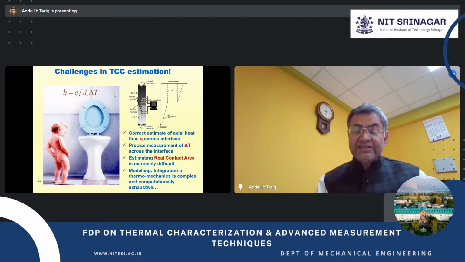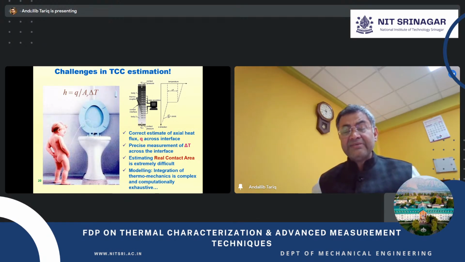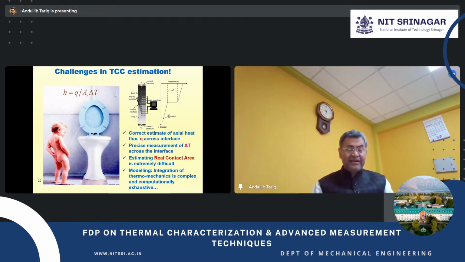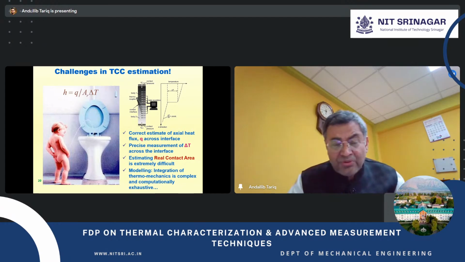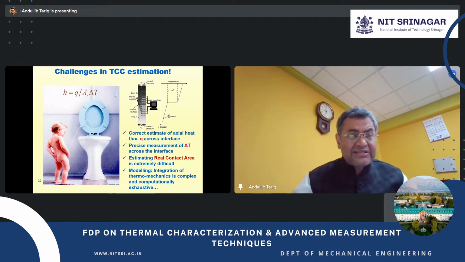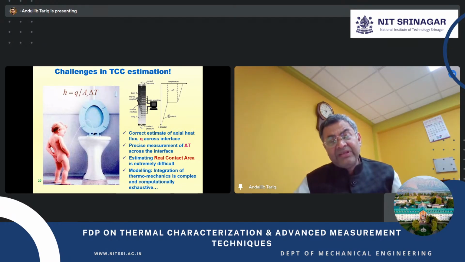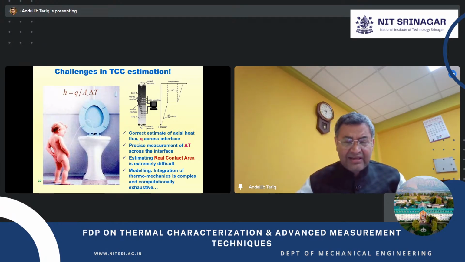Next thing is that the precise estimate of delta T. We know that due to the interfacial contact resistance, there is a sharp temperature gradient which occurs at the interface. And as an estimate, I can give you the idea that it can go up to 20%, 25%. What does it signify? It signifies that within the few micron of the interface or at the meeting surfaces, the temperature drop can be of the order of 20%.